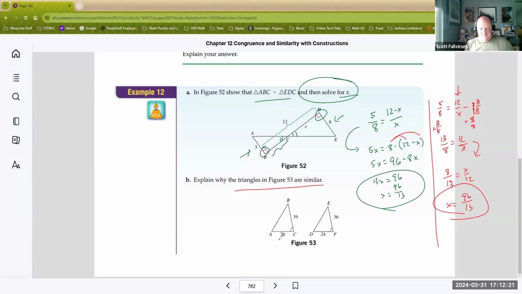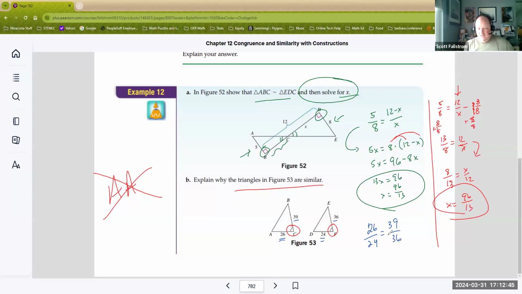Okay, next one says, explain why these are similar. So take a look. They gave me one angle, but they gave me no other angles. That tells me angle is out. I need to have some sides here. So let's take what they've given me. I see a 26 and a 24. So I'm going to write that out. 26 is to 24 as, I don't know, 39 is to 36. This is a question mark.